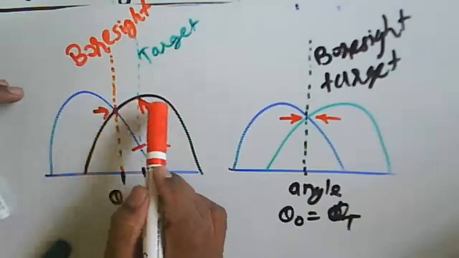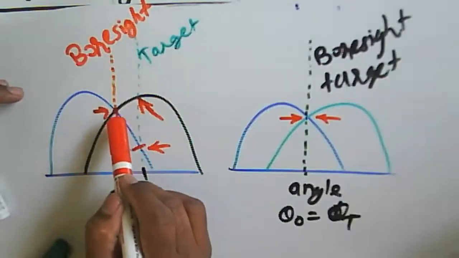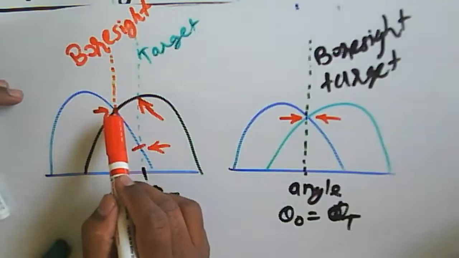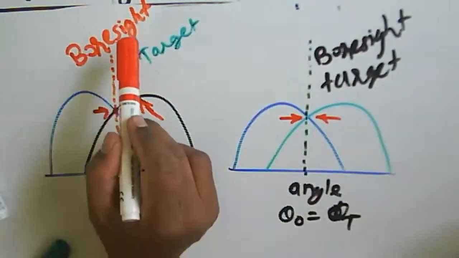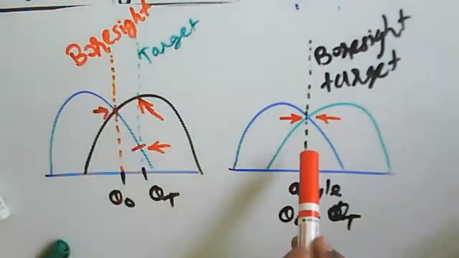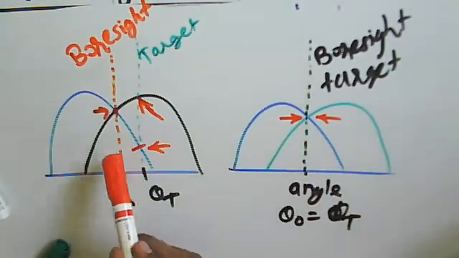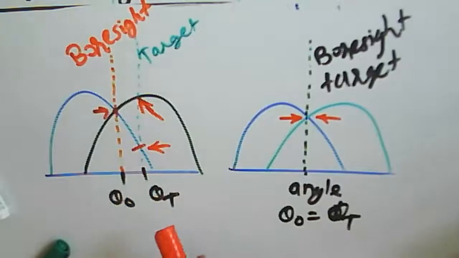These two beams are crossing at this particular point. The crossover point of these beams is nothing but the boresight, and this one is about the target direction. So when they match, the angle between them, the split angle, will be 0.